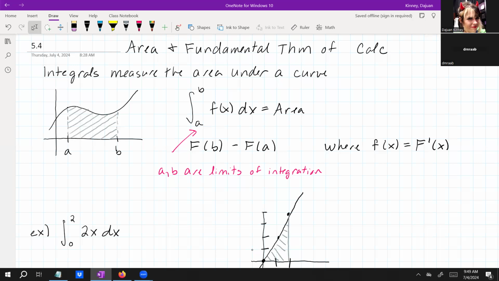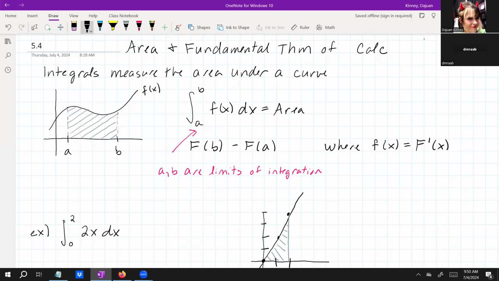It's straightforward. So we are measuring the area under a curve. So I have a little function here. I didn't write it down. This is f of x. And I want to figure out the area between A and B. I integrate and then plug in my limits of integration. I plug in B minus A.